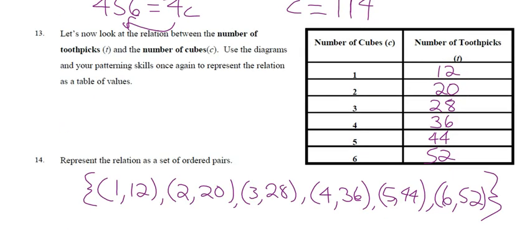Just like factoring, you should check it, right? Make sure it works. Okay, 1 times 8 is 8, plus 4 is 12. 3 times 8 is 24, plus 4 is 28. 6 times 8 is 48, plus 4 is 52. Okay, I'm convinced.